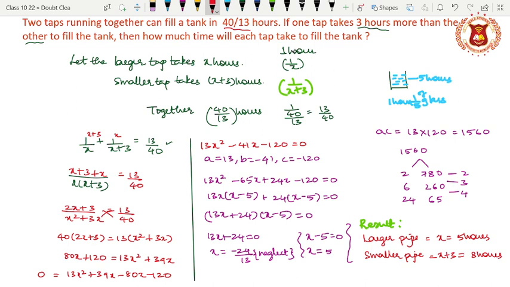Also, many students struggle to use the unitary method here. You just substitute like this: in 1 hour it takes 1 by x, like that, and apply the equation here. You will find it very easily.